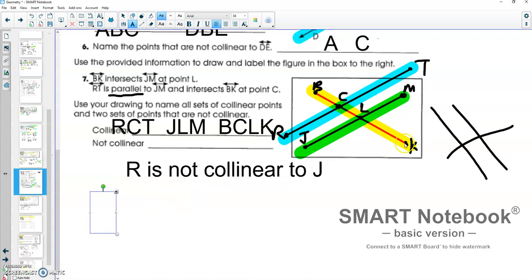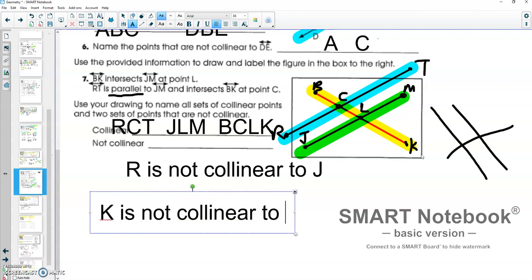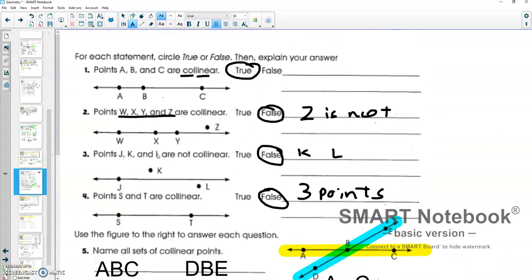Another example you could use is K and M. K is not collinear to M because those are not on the same line. K is on the yellow line, M is on the green line. They're not on the same line. There are also many other examples that you can choose. And that's basically all of the homework.